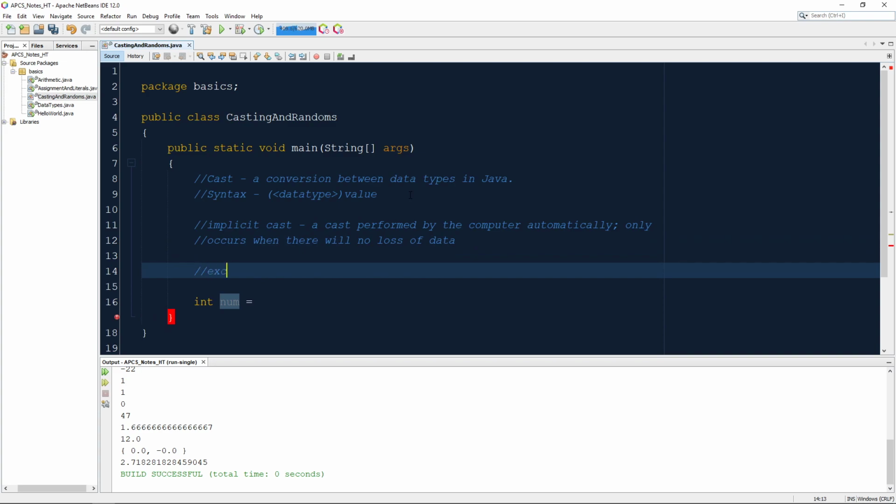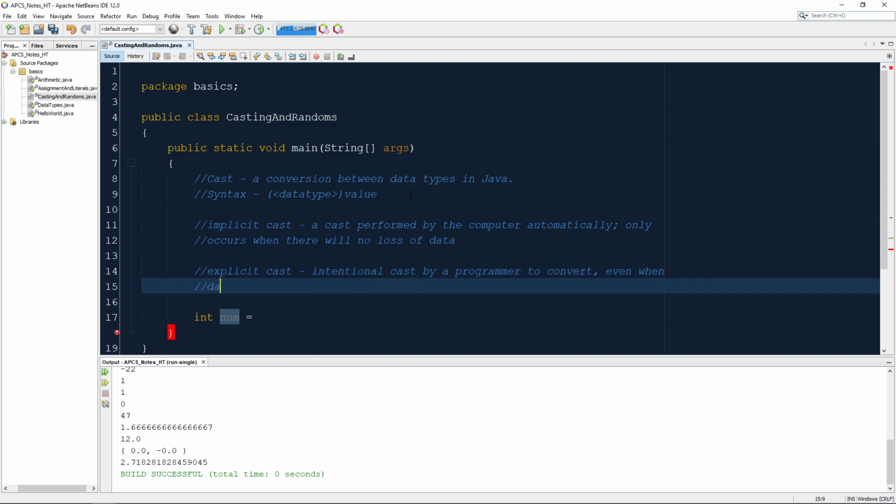An explicit cast is intentional. So in particular, whether or not we lose data is on the programmer to decide. We're kind of forcing the hand of the compiler and the computer. And often it causes truncation. Particularly when we're casting to ints, we are going to lose data. And that's okay. If we choose to write it out explicitly, the intention is that we are okay with losing data. The computer won't do it unless we force its hand. And that's the main difference.